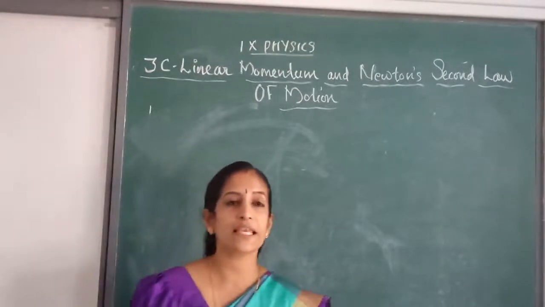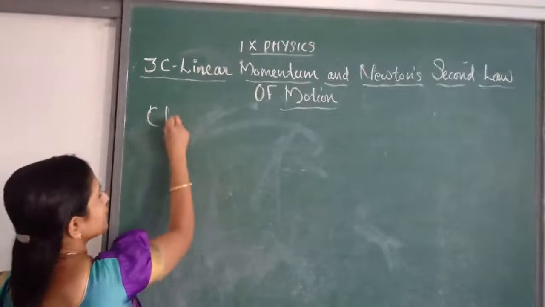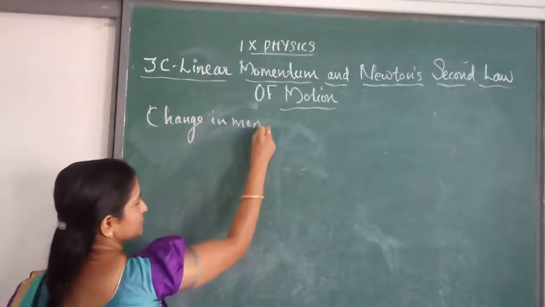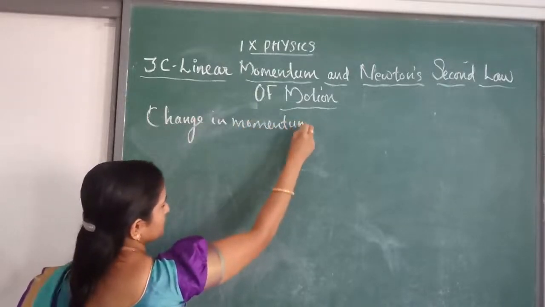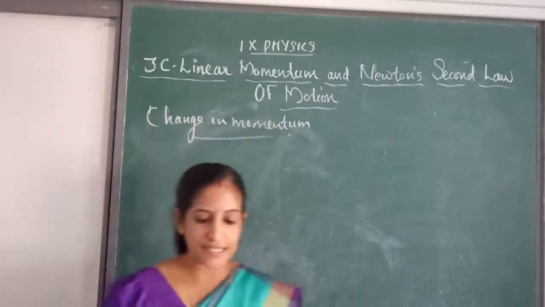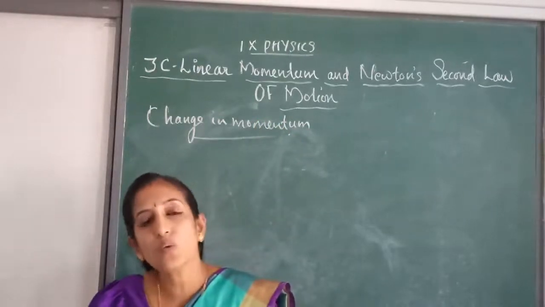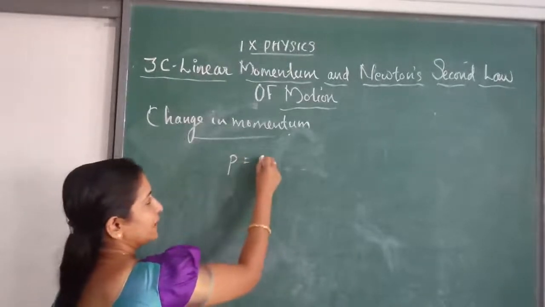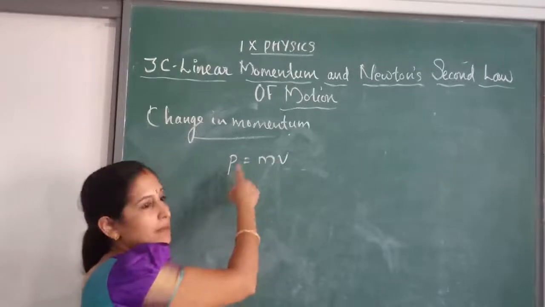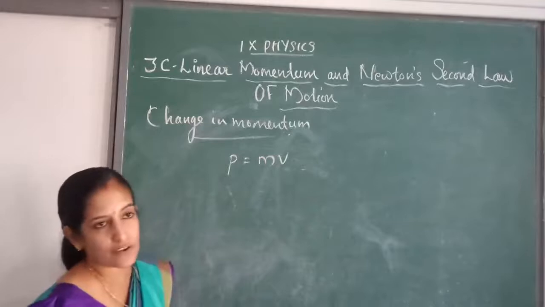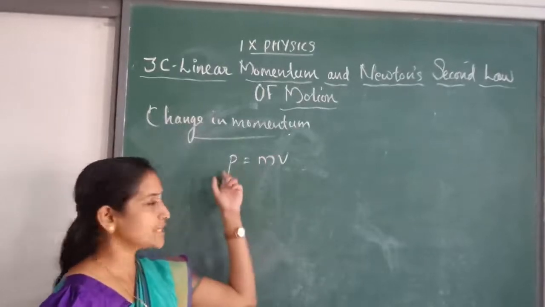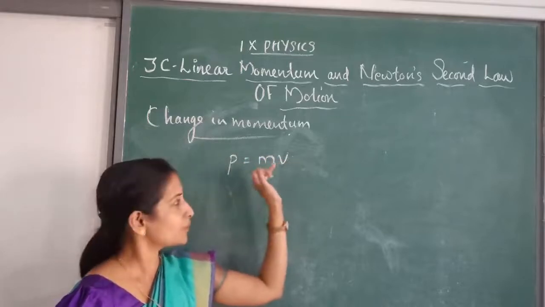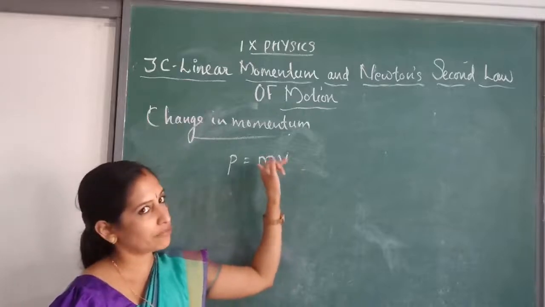Now children, we can learn change in momentum. Next topic is change in momentum. What is change in momentum? Or how can the change in momentum take place? As we discussed, P is mv. If you want to change this momentum, either mass should be changed or velocity should be changed. If you want to change the value of P, which is the product of m and v, either you have to increase or decrease the value of m or v.